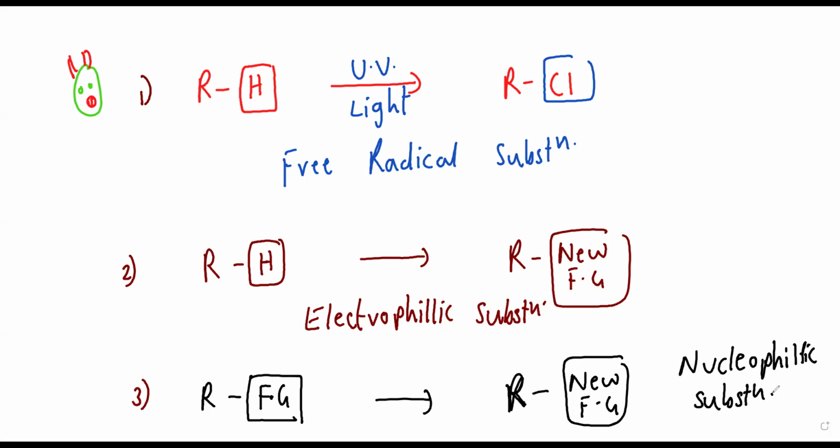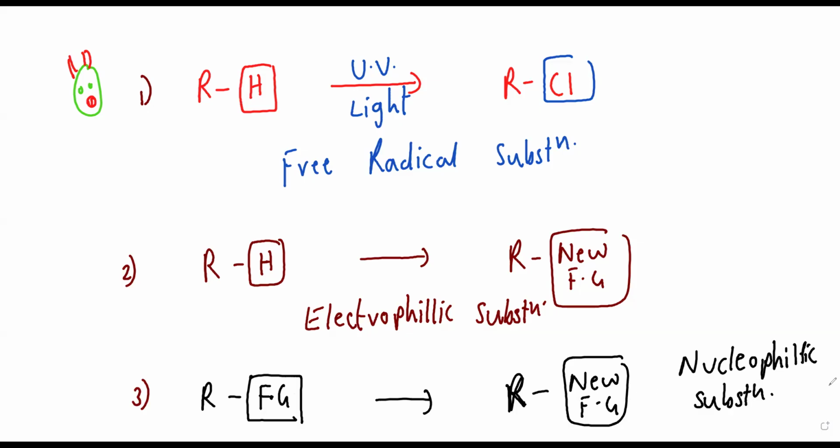Whenever hydrogen is replaced by chlorine, and there is UV light or diffuse sunlight, then it is free radical substitution. Whenever hydrogen is replaced by a new functional group and nothing like UV light is written, then it is going to be electrophilic substitution. Whenever a functional group is replaced by a new functional group, then it is nucleophilic.